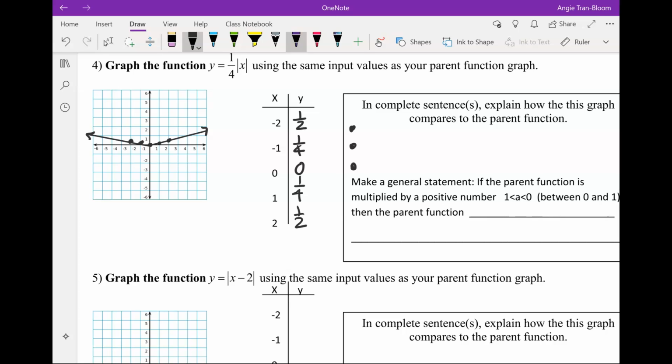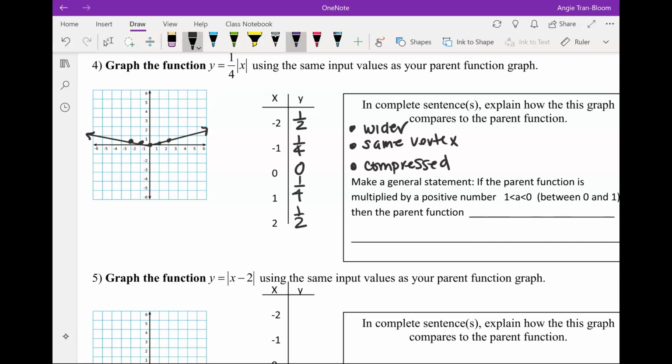Hi, Emily. Can you give me one of your comparisons? It's a lot wider. A lot wider. You are correct. Good observation. Okay, wider. Slater, give me one of your observations. Same vertex. You are correct. Same vertex. Excellent. Diego, give me one of your observations that's not already here. Compress. Ooh, I like the fancy word.